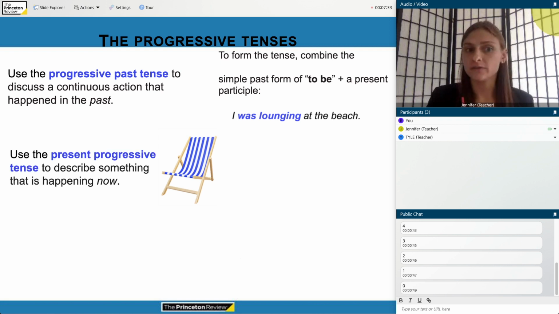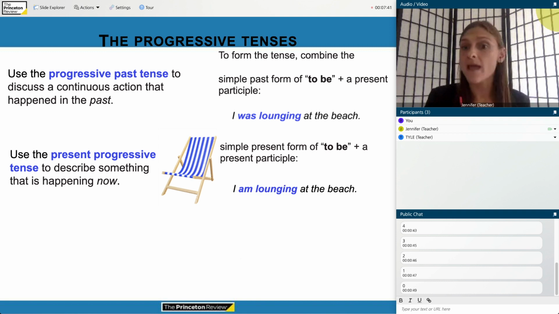Now the present progressive is something that's happening now, a continuous thing that's happening now. So you could say, I am lounging at the beach. And how do you form this? You've got the simple present form of the verb to be and a present participle. So the only difference to form these two tenses is the conjugation of the first thing. So you've got the simple past, the simple present. So I was lounging versus I am lounging.